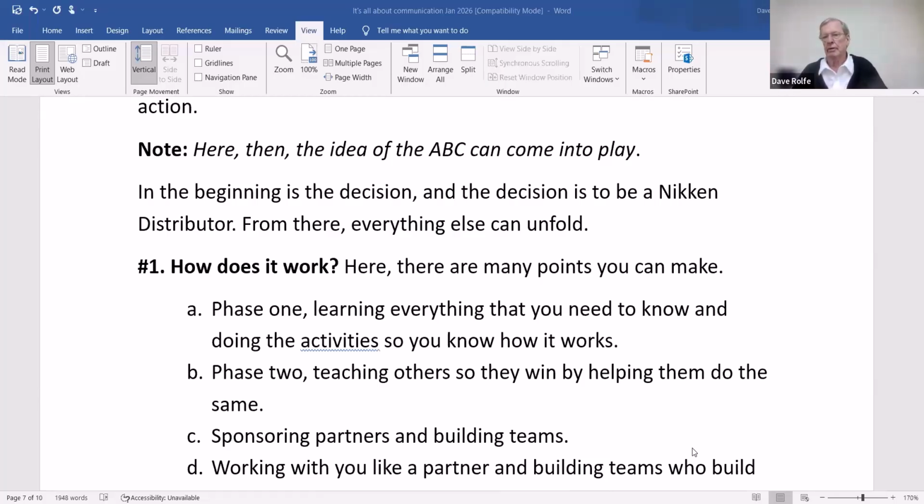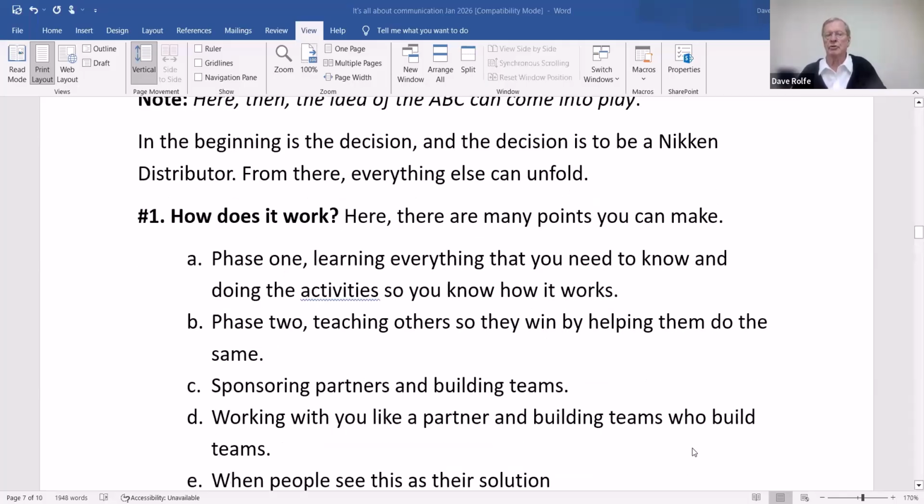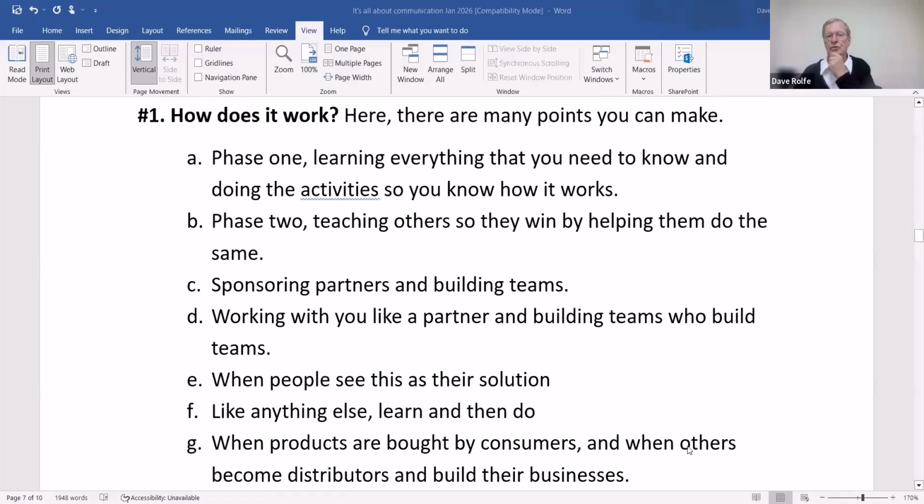Pretty basic. In the beginning of anything is the decision. Just think about it. Anything had to start with a decision. And then from there, you learn what to do, and then you go to work. How does it work? Well, here are the many points that you can make. Phase one, learning everything you need to know and then doing the activities so that you know how it works. Phase two, teaching others so they win by helping them do the same thing.